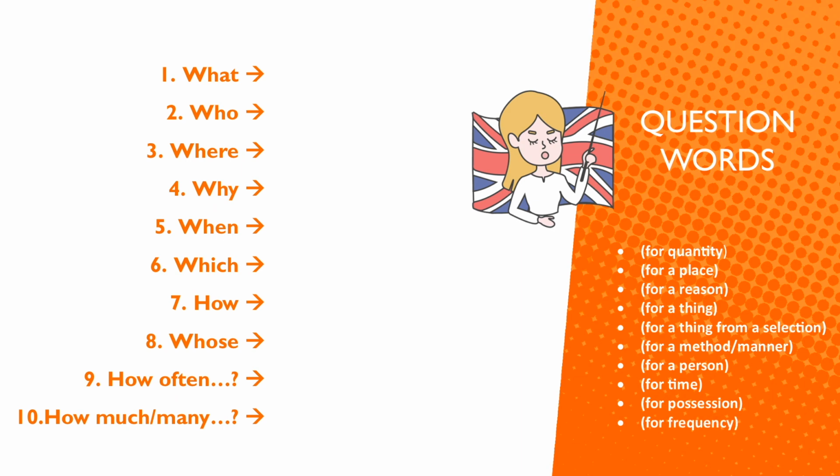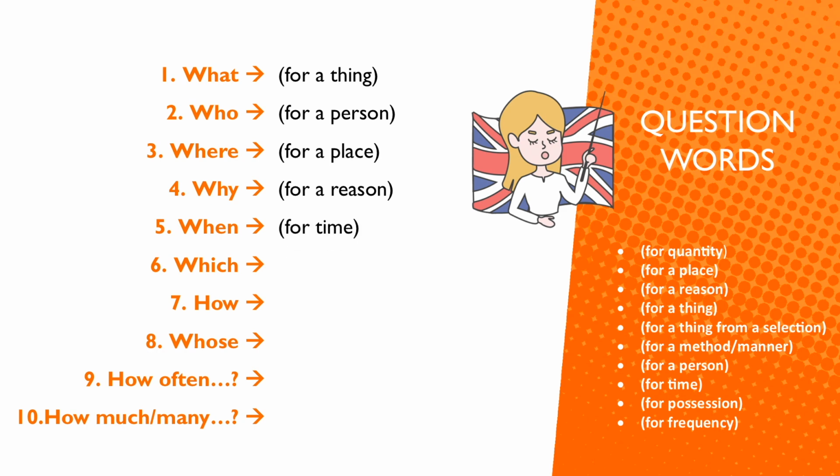Number 1, what? What is used for, well done, a thing. Who is used for a person. Fantastic. Where is used for a place. Why is used for a reason. When is used for exactly a time. Which is used for a thing from a selection.